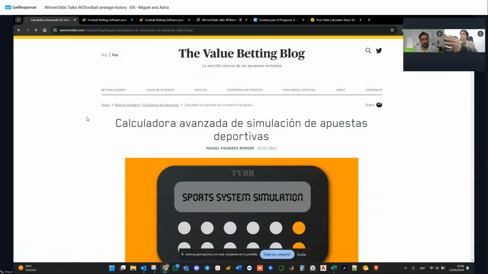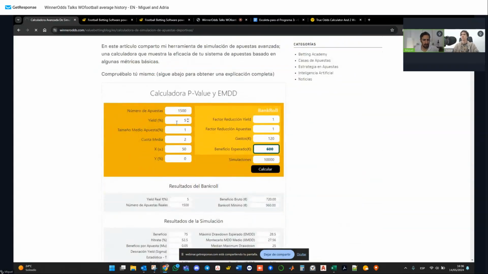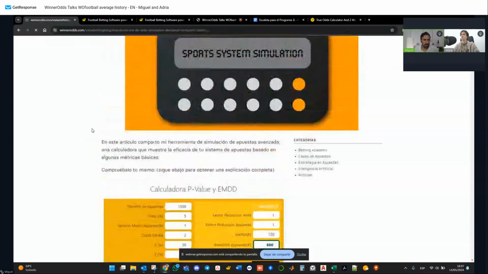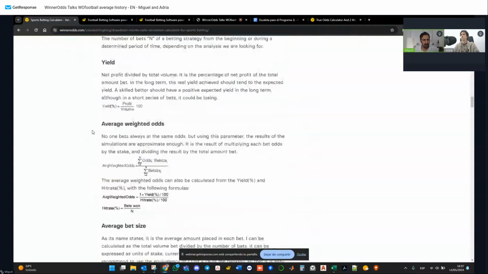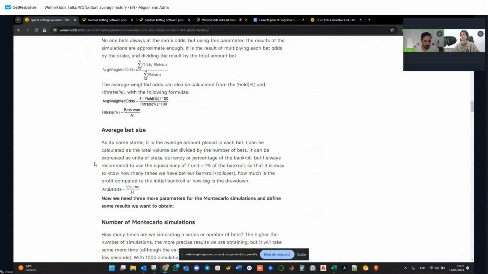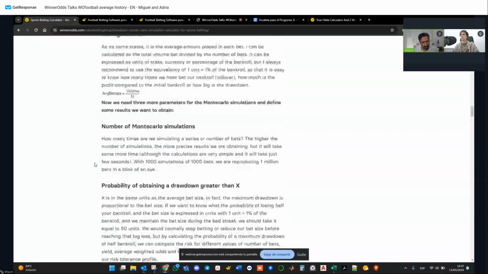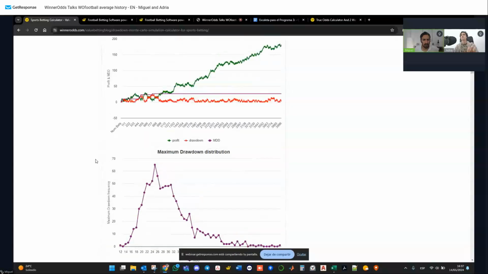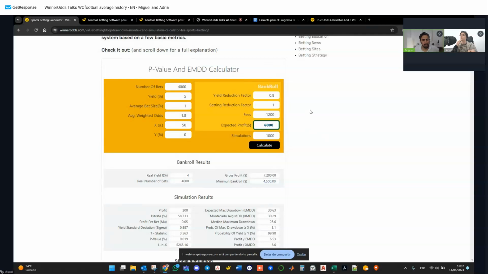We have a detailed explanation of most of the variables we have here. So if you read this article later, you can read this detailed explanation of every variable and how we calculate some of the intermediate results. So it's something that I also recommend to read when you have more time, if you are interested in understanding very well. And well, this is the calculator.